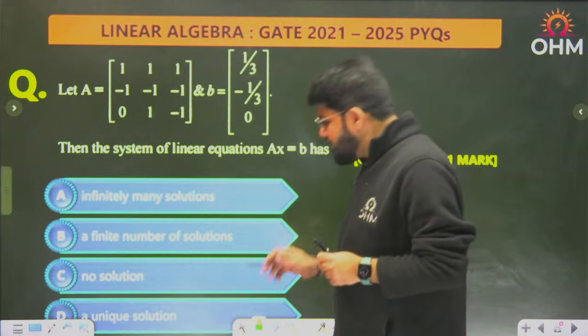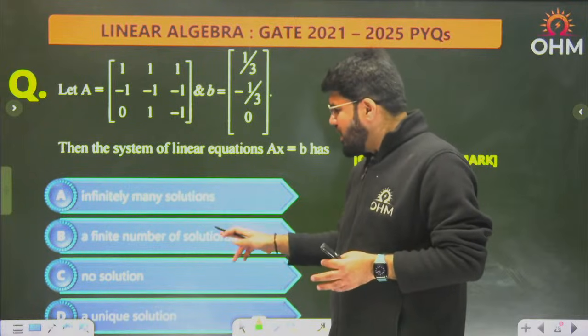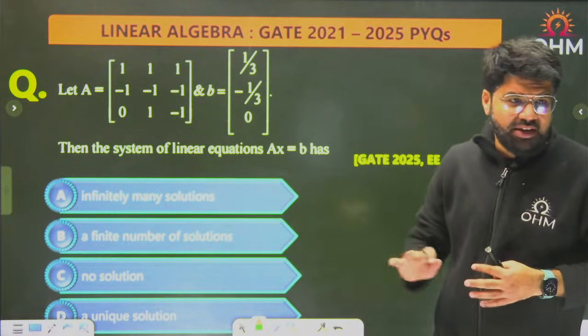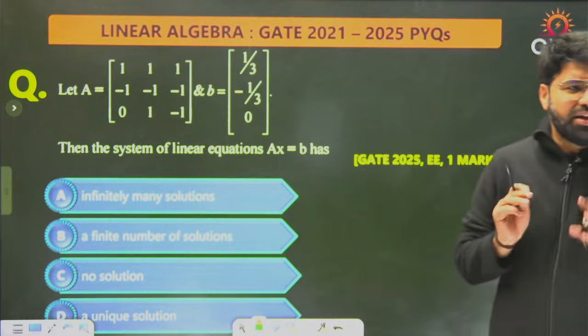See, either it will have a single solution, or more than one, which means infinite solutions only. It cannot have a finite number of solutions like 5 or 10, that is never possible. Or else it will have no solution. B is just a randomly created option.